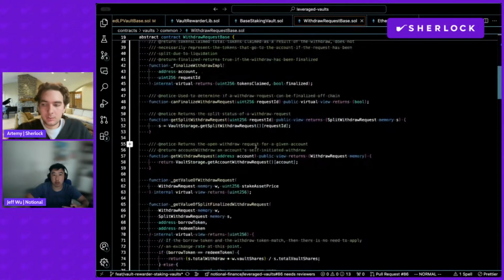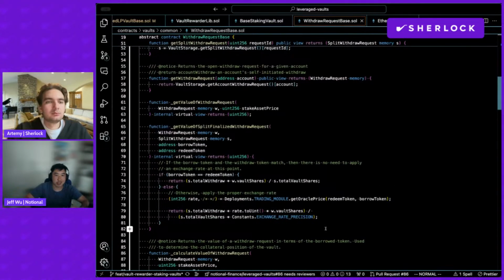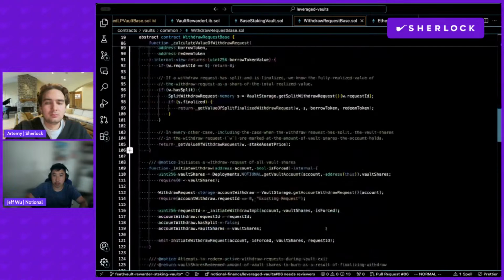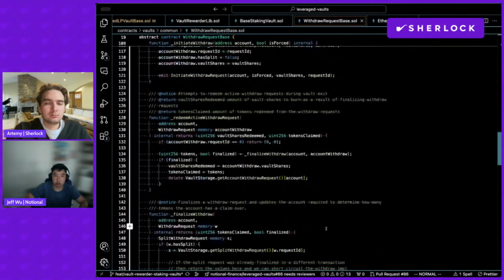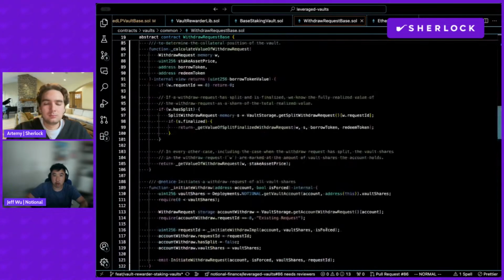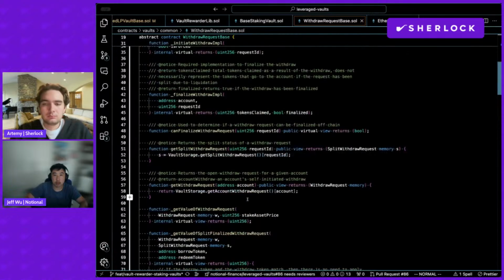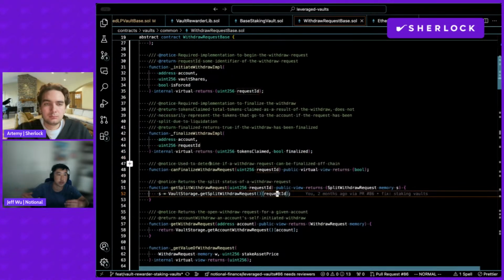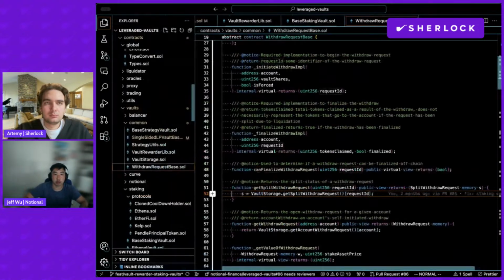In this file, again, this is a lot of accounting logic and math, so definitely look at it carefully, but I won't go into too much detail. There are a number of virtual methods up here, which are implementation specific for the different protocols that we will interact with.